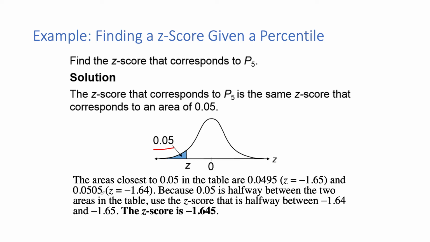Usually I would end up choosing the closest one. On the exam, I don't really care. You can just choose the closest one. In this case, you can't really make a choice because 0.0495 and 0.0505 are equally far from 0.05. Right? The z-score for this is negative 1.65. The z-score here is negative 1.64. So I just average out these two z-scores and use them. Right? I use the halfway point between negative 1.64 and negative 1.65. So the z-score here, which corresponds with an area to the left of 0.05, is negative 1.645.